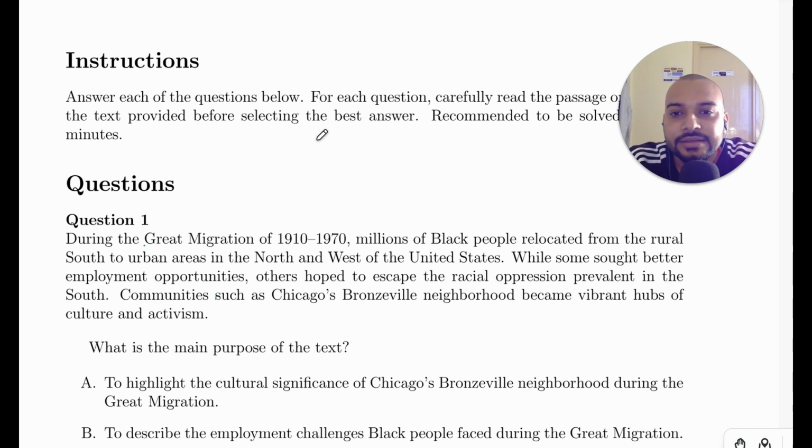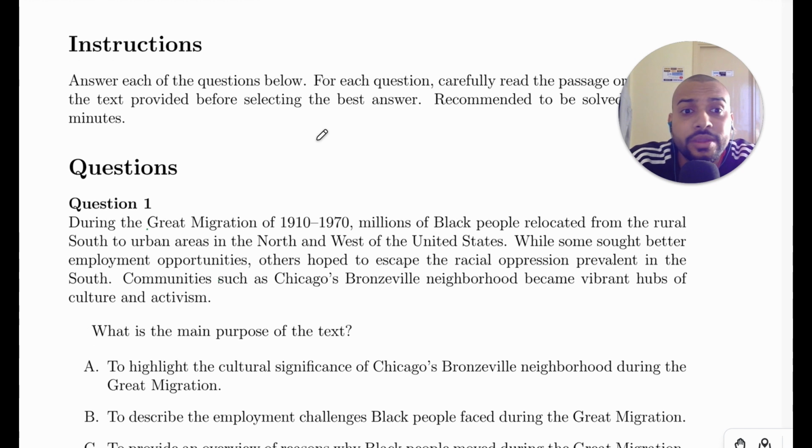Okay, so question 1. Before going ahead to read the whole passage, what do we do first? We look at the main question instruction. Here's the main question instruction. What does it say? What is the main purpose of the text? Main purpose of the text. That means the main idea, main purpose, that category of questions.